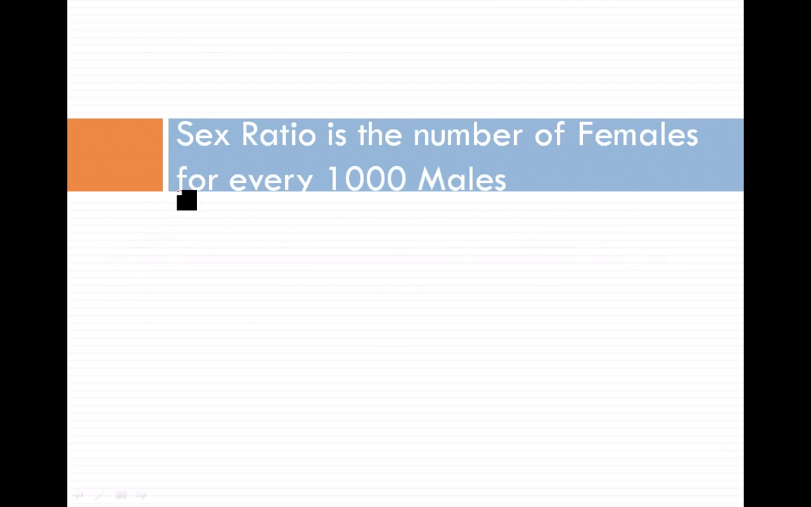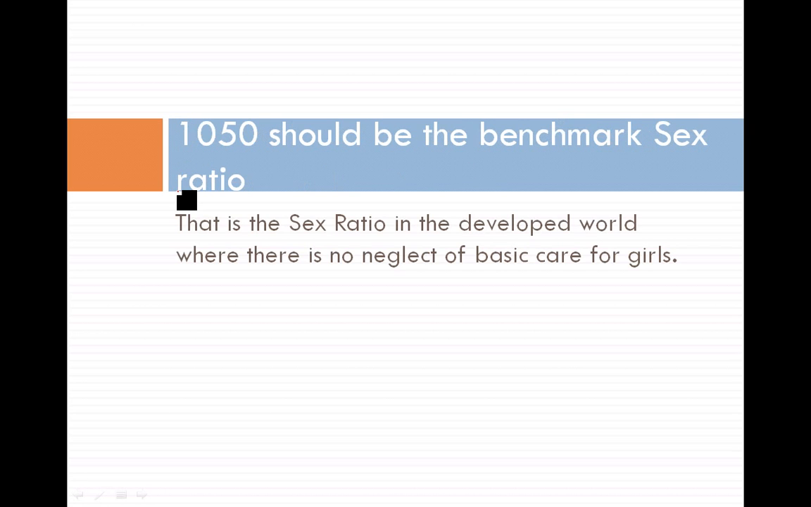Now, first let us look at the concept of sex ratio. Sex ratio is the number of females for every 1000 males. A lot of people take the benchmark sex ratio to be 1000 and compare the sex ratio of every country based on that benchmark. However, Professor Amartya Sen believed that there is absolutely no reason for believing that the probability of living for males and females should be absolutely equal, and so 1000 should be the benchmark sex ratio.